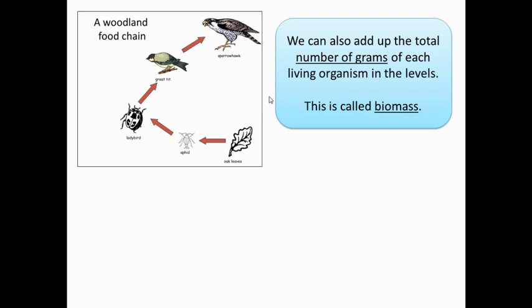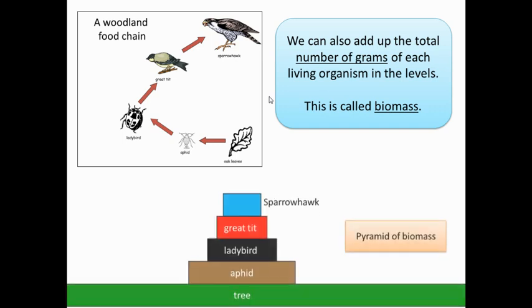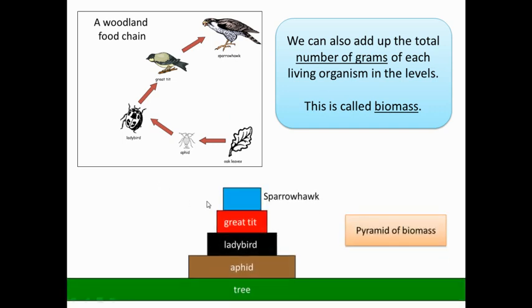So we then talked about pyramids of biomass. This is the number of grams of the living organism in each of the levels. This one always will have that regular pyramid shape, because even though there's only one tree, think about how much that tree weighs in grams, the mass of that tree. It's going to be huge compared to the mass of aphids. Even if there are thousands of aphids, the tree is going to be heavier.